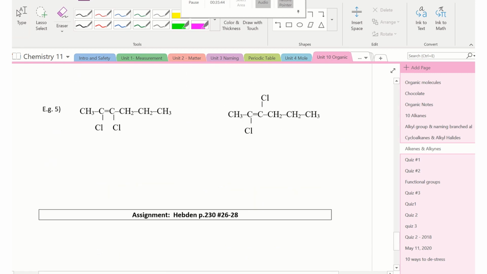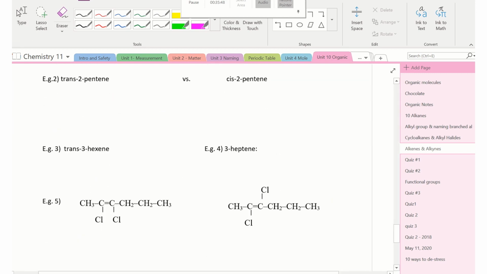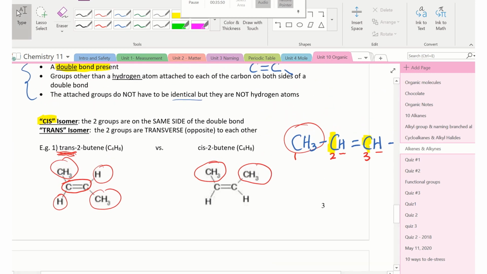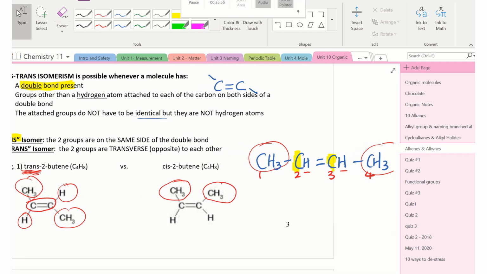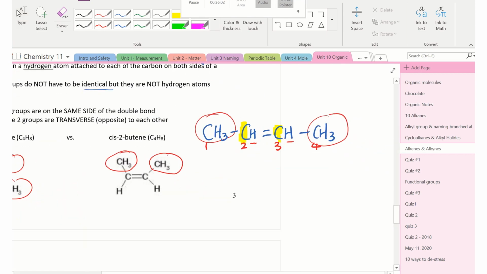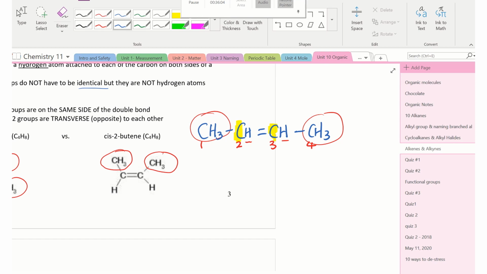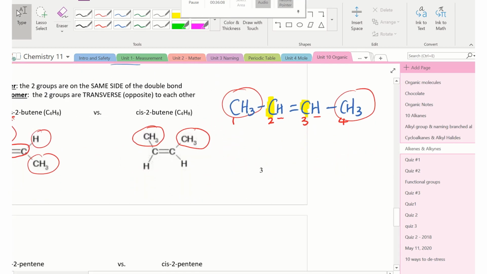I'm going to show you how to draw them. Drawing them is actually quite easy, but you just have to be able to recognize that whenever there's a double bond, it could happen that there are cis and trans isomers. Now let me show you one where it's not possible. So instead of 2-butene, let me draw just butene.